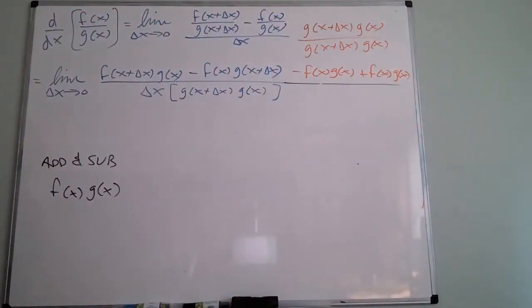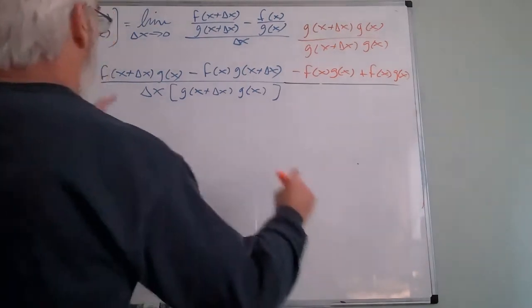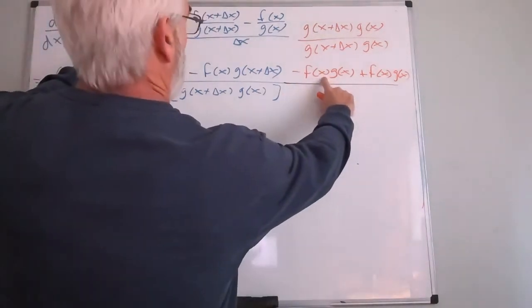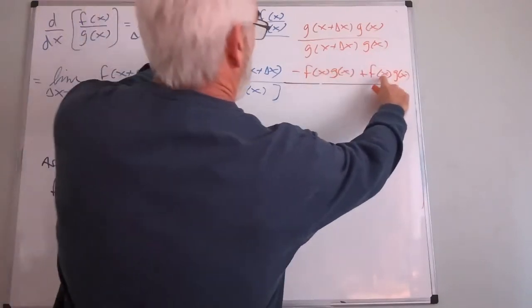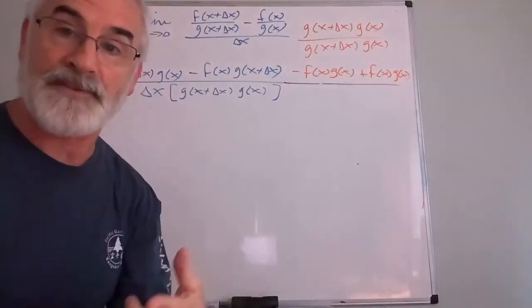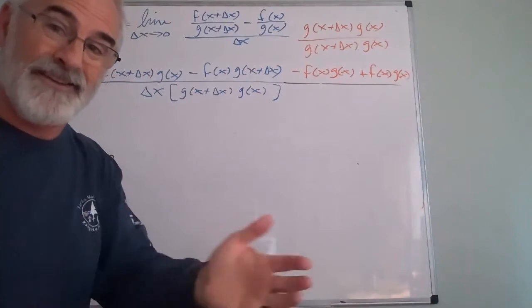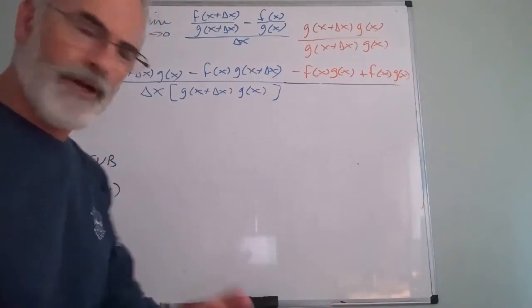Okay, I have not changed the value. But now how do I manipulate this? I'm going to put these two together because I do want them to be opposite signs, because then I can get that definition of the derivative look to it.